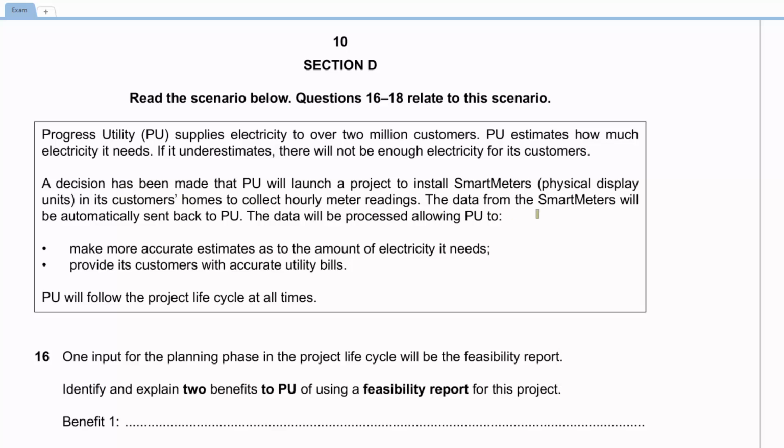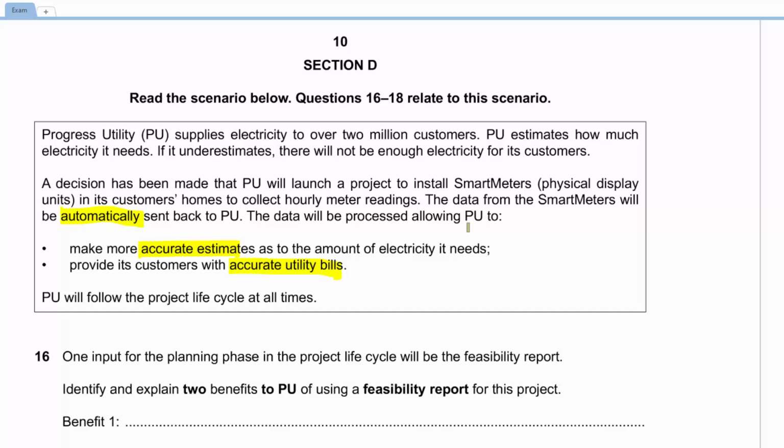The data from these smart meters will be automatically sent back to PU, and the data will be processed, allowing PU to, first of all, make more accurate estimates as to the amount of electricity it needs, and provide its customers with accurate utility bills. So it's all about trying to prove accuracy, it seems like, from these smart meters, and also it should be an automatic process, it says above.